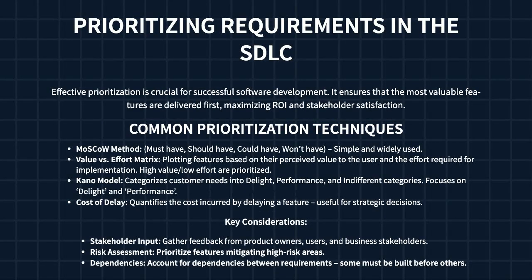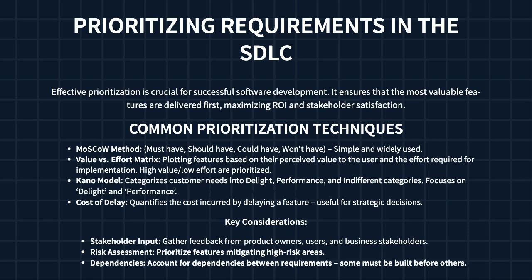Okay, let's talk about how we decide what gets built first in a software project. Prioritizing requirements. It's really important to do this right because it directly impacts the success of the project and keeping everyone happy. There are several techniques you might encounter. One popular method is MoSCoW: must have, should have, could have, won't have. This helps categorize features based on their importance. Another common approach is a value vs effort matrix, where we visually map out features based on how much value they bring to the user and how difficult they are to implement.